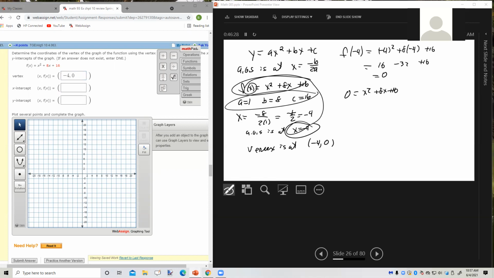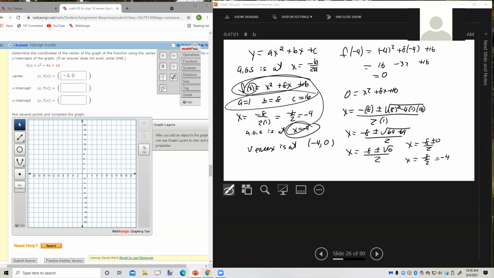Okay, so x equals negative b plus or minus the square root of b squared minus 4ac all over 2a. x equals negative 8 plus or minus the square root of 64 minus 64 over 2. x equals negative 8 plus or minus the square root of 0 over 2. x equals negative 8 plus or minus 0 over 2. x equals negative 8 over 2, which is negative 4.